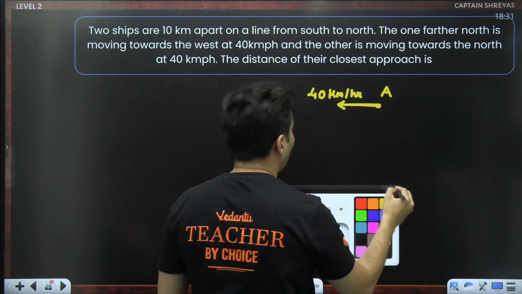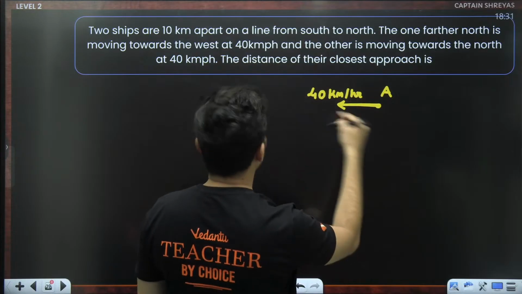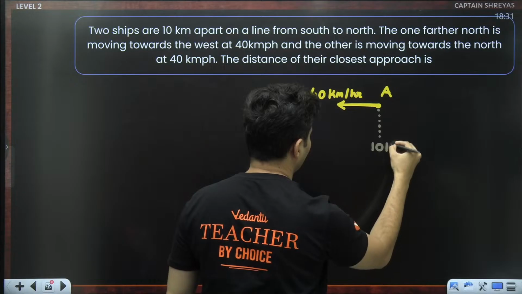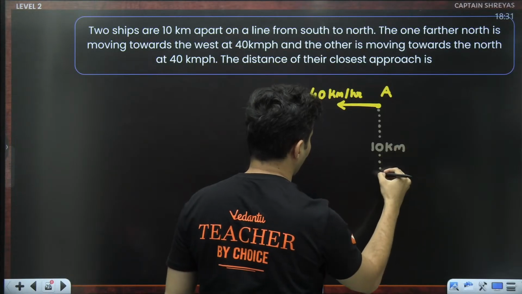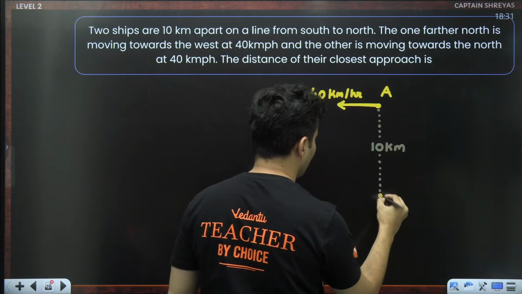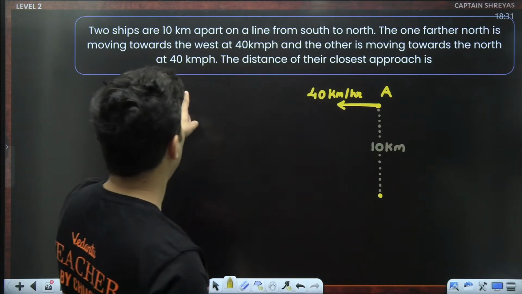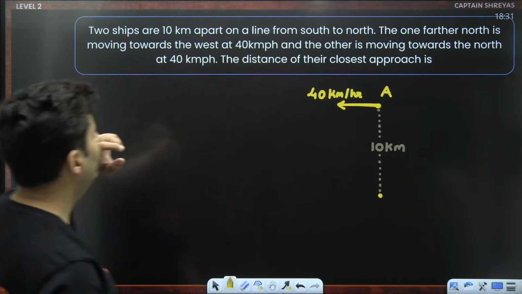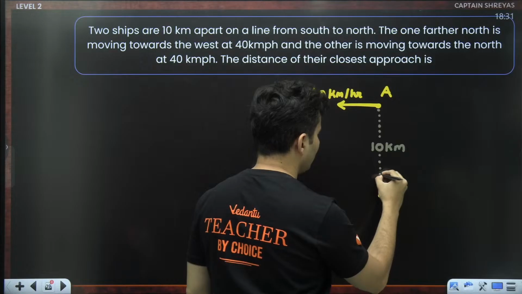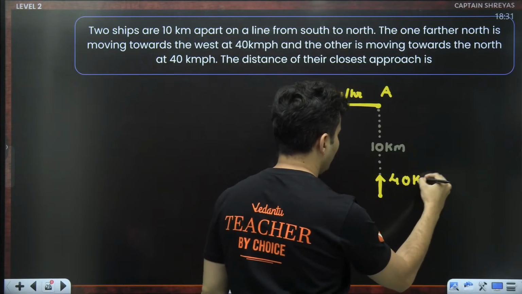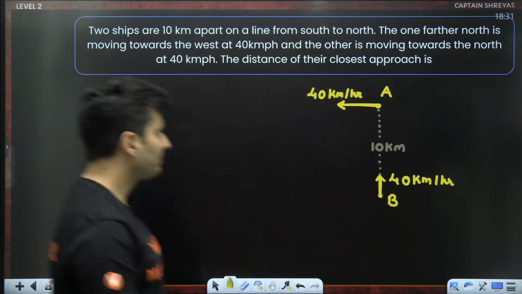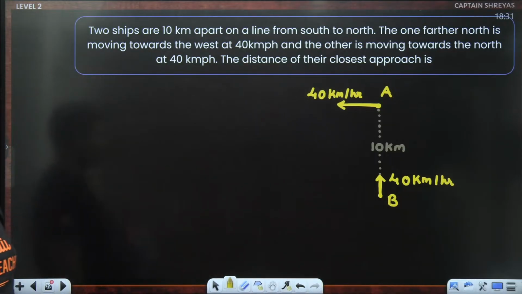Then how much is the separation? 10 kilometers apart. So we think of 10 kilometers distance, something like this. And then you have the other ship over here. The other ship is moving north at 40 kilometers per hour. Let's say I call that ship number B. The question is the distance of the closest approach.